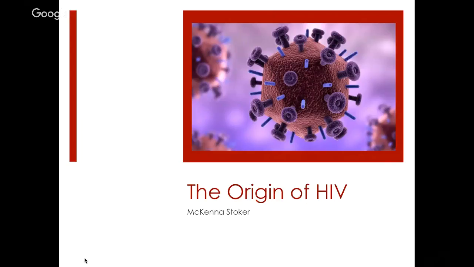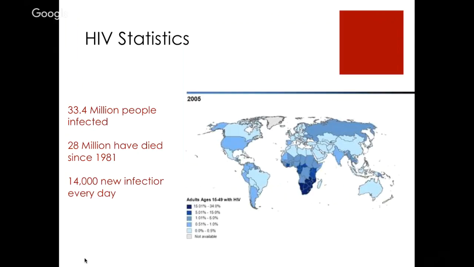I'm going to show you pretty much my research paper, which was on the evolution of HIV. So starting out, we're going to talk about some HIV statistics that I found while I was researching, and it's kind of why I wanted to research this project, because I was kind of amazed at how big the statistics were for this disease.